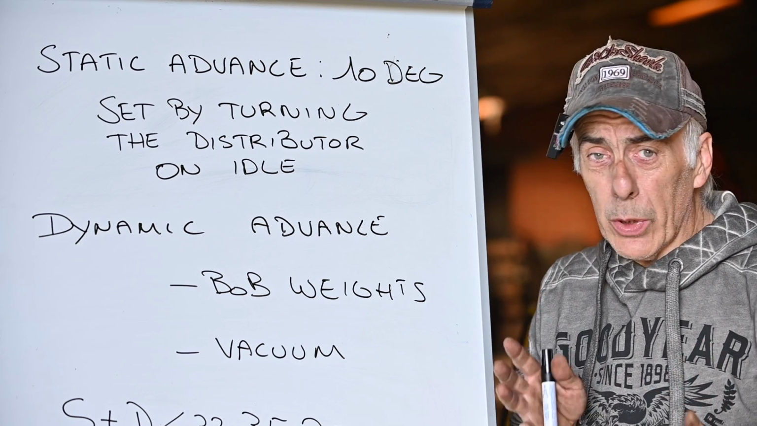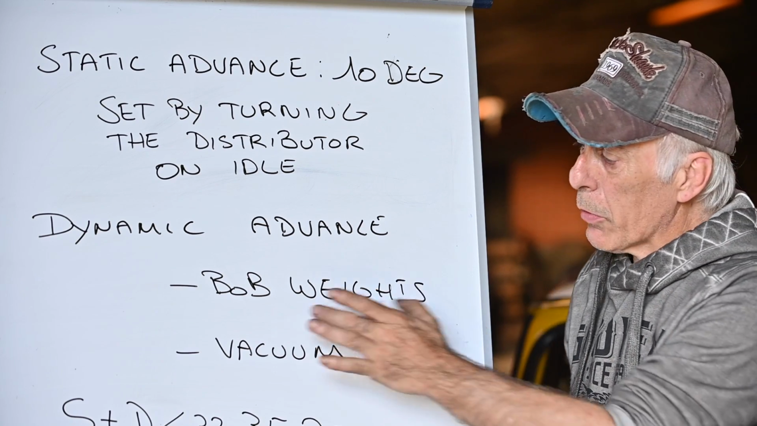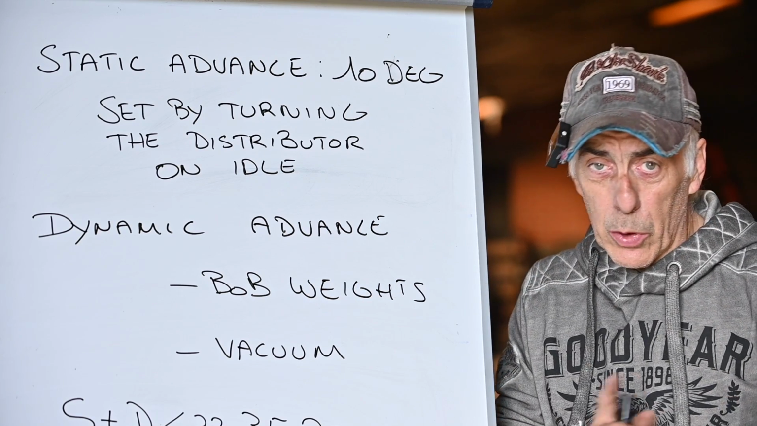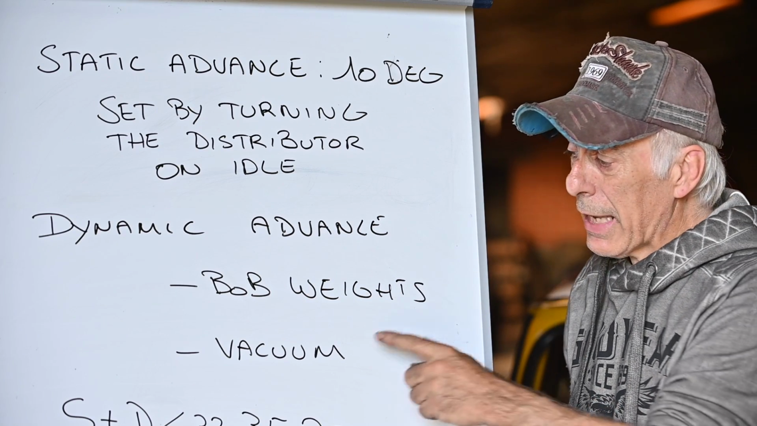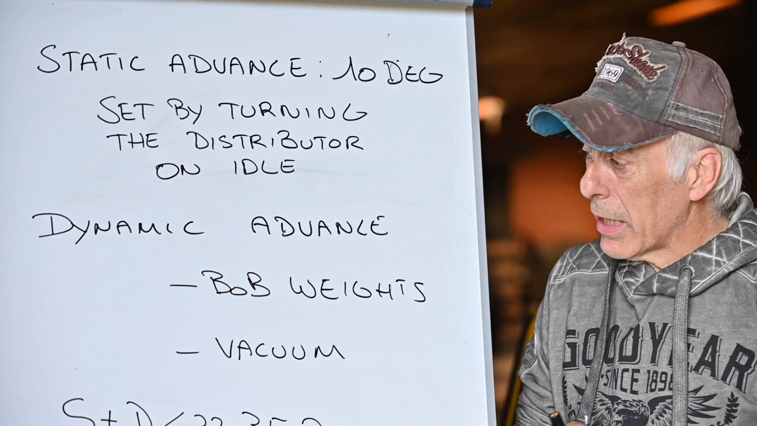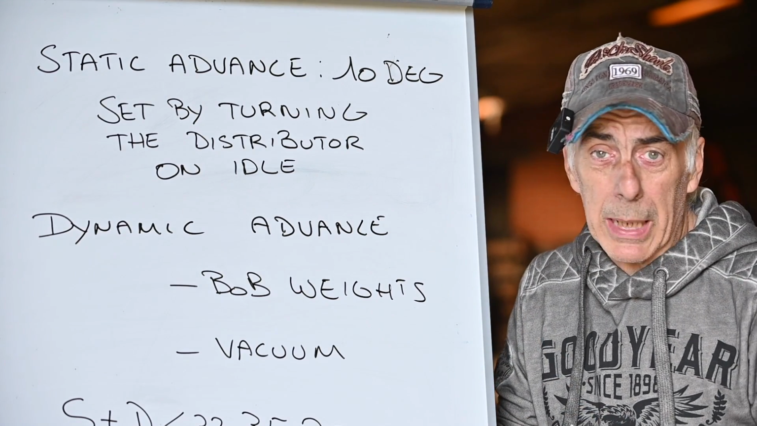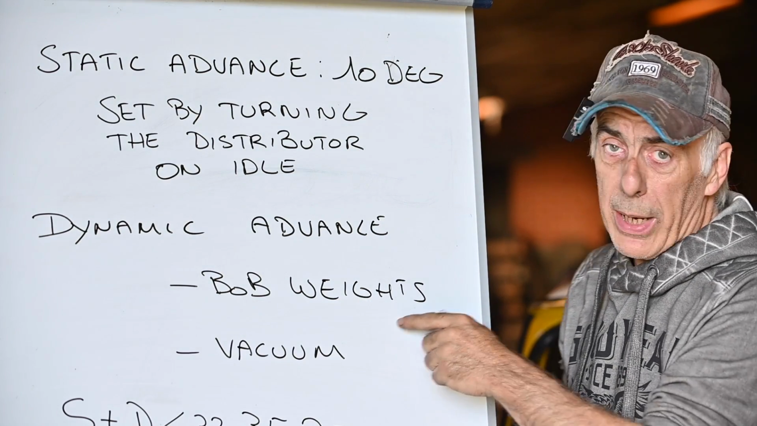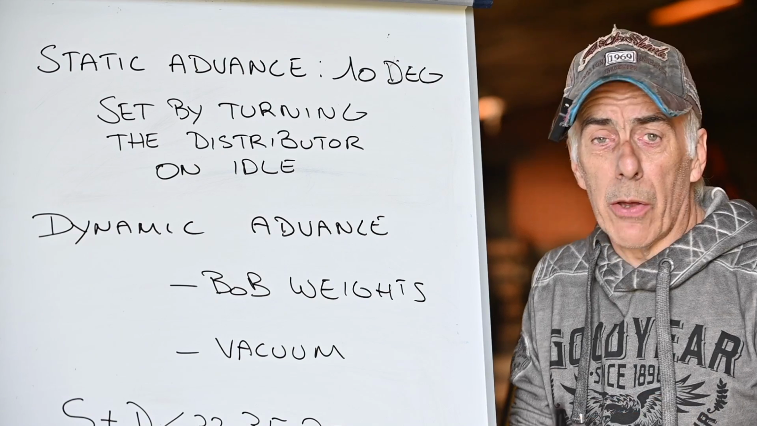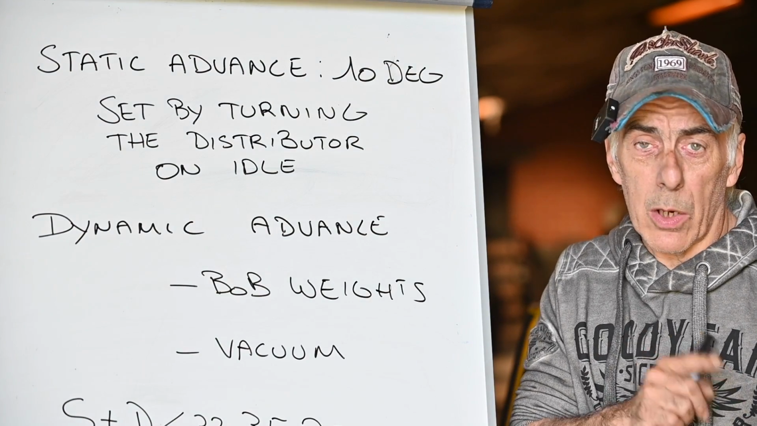There are two ways of doing dynamic advance. The first one is what we call bob weights, and I'm going to show you what that is all about. The second one is a vacuum advance, and both can sometimes be combined. So first of all, the bob weights. Let's have a closer look at a distributor to see how bob weights work.